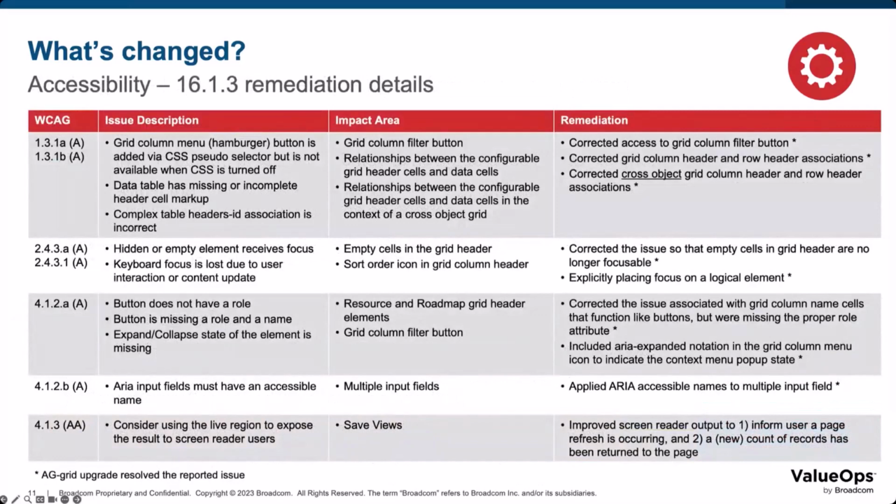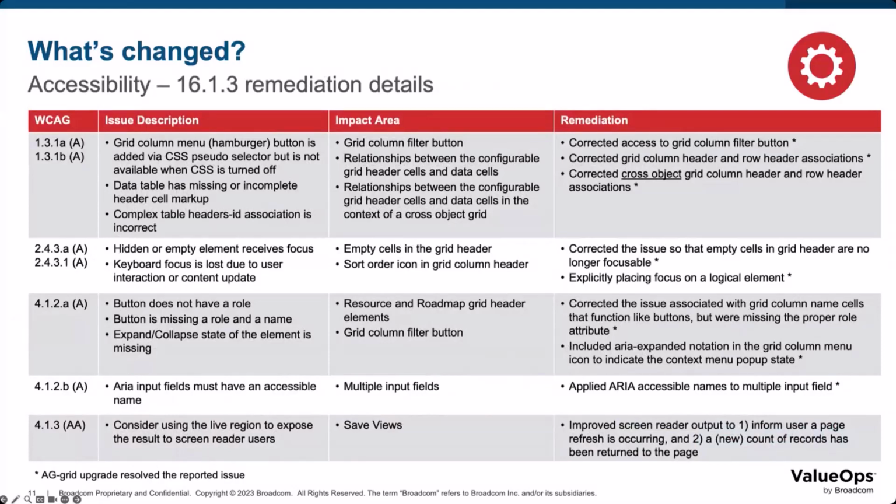As mentioned, this release includes updates across multiple WCAG success criterion in terms of single A and double A. And as you can see in this table, remediation for a given impact area spans multiple success criterion. I'm not going to go through the slide in detail. This table can certainly serve as a reference for Clarity administrators or end users if needed.